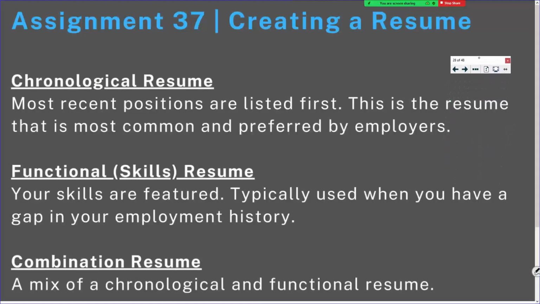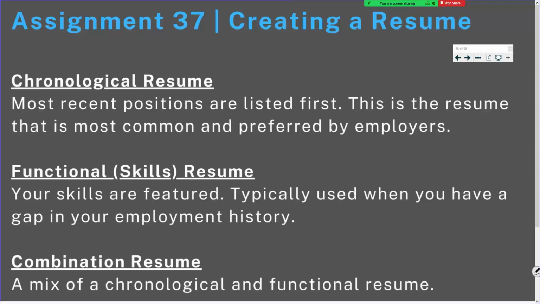Okay, so let's have a look at the resume. So there's many ways you can write a resume. And they basically come down to these 3 categories. There's a chronological resume. There is a functional, or what is sometimes referred to as a skills-based resume. And there's a combination resume, which is, of course, a mix of a chronological and a functional resume.